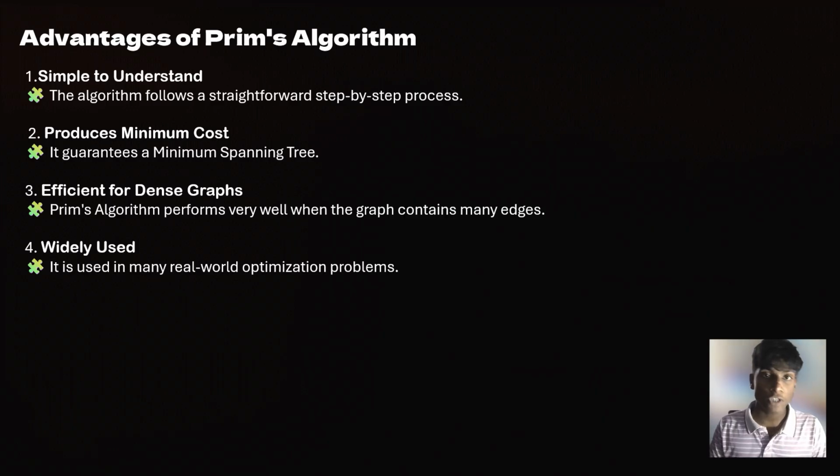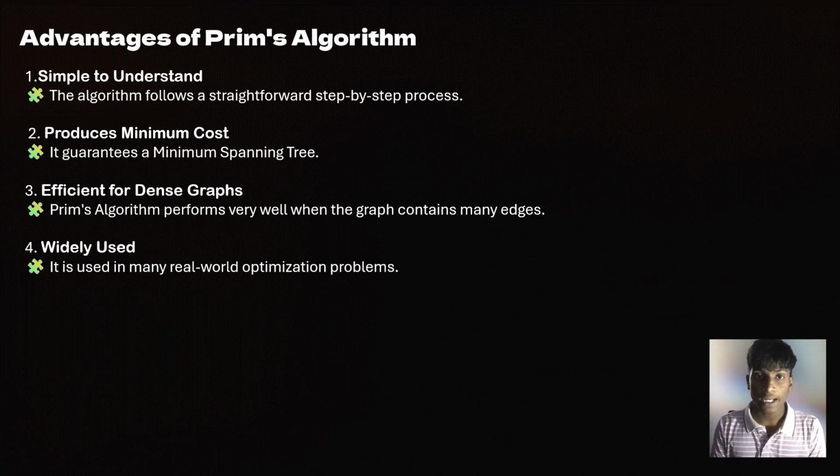Now I'm going to explain the advantages of Prim's algorithm. First, it is very simple to understand. The algorithm follows a straightforward, step-by-step process which makes it easier to learn and implement. Second, it produces a minimum cost solution. It always guarantees a minimum spanning tree, which ensures the lowest total edge weight.